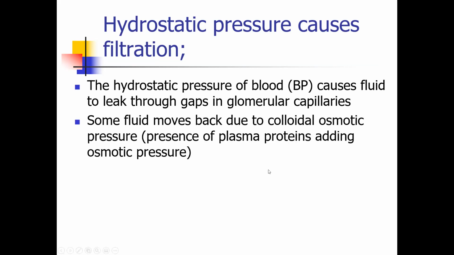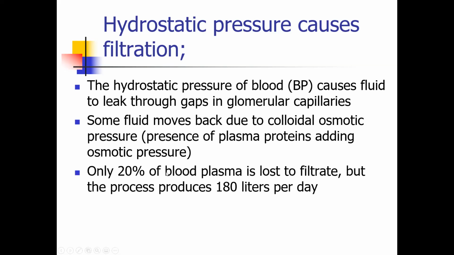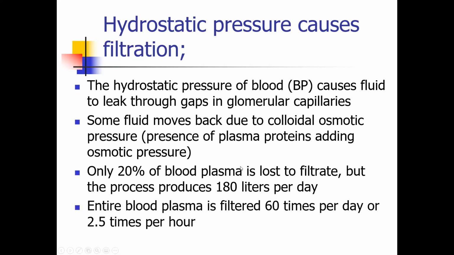Some fluid moves back due to colloidal osmotic pressure. I talked about that when we talked about bulk flow and reabsorption in the capillaries. The presence of the plasma protein adds osmotic pressure, which pulls some of the fluid right back. Only 20% of the blood plasma is lost to filtrate. The process produces 180 liters per day. So what that means is we're filtering our blood many, many times per day so that our blood is constantly clean. The entire blood plasma is filtered 60 times per day, or 2.5 times an hour. This is significant, especially for people who are going to go into renal treatment centers.